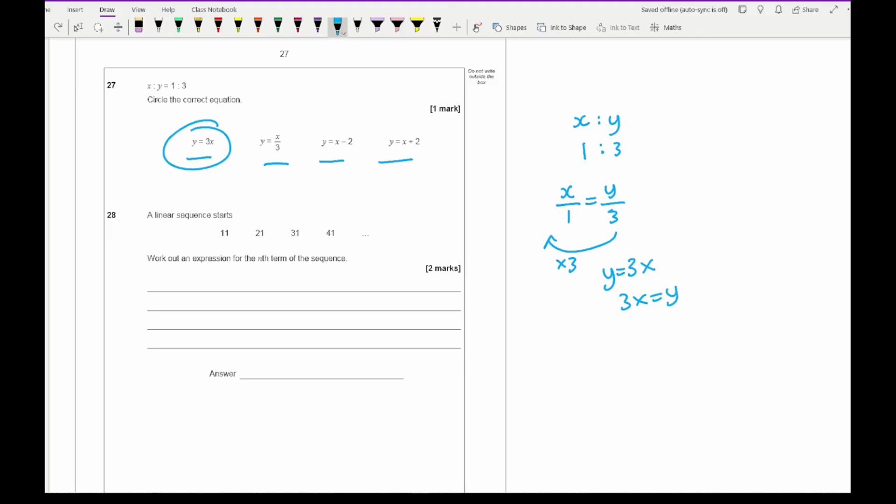Question 28 says that a linear sequence starts 11, 21, 31, 41, and the question is asking us to find the nth term. For this all we need to do is work out the difference between each of the terms, which is positive 10, or plus 10. So I'm going to end up with plus 10n in my formula, and then the next thing I need to do is work out what I need to do to get from the difference to the first term. Well, I need to add 1, so the answer is going to be 10n plus 1.